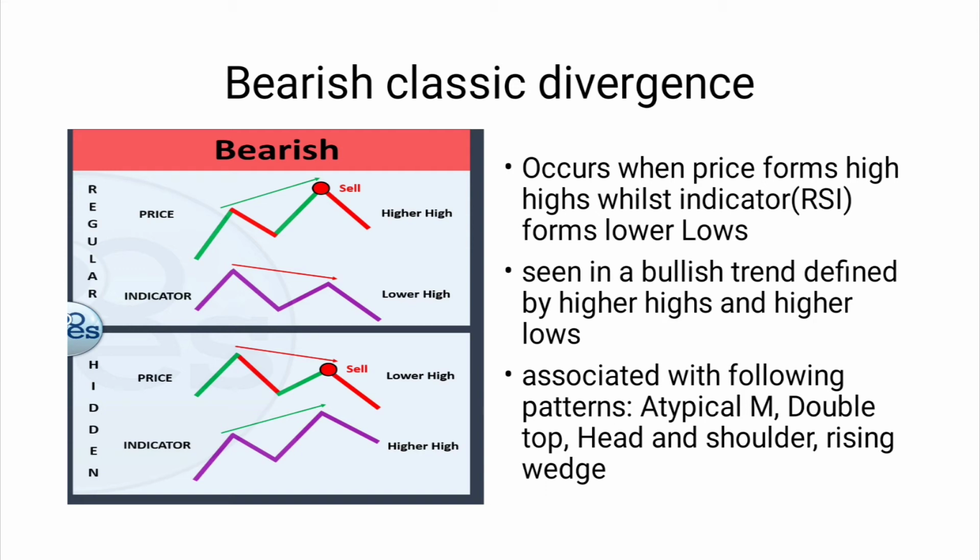When we have an uptrend, it is usually associated with the following patterns: a typical M, which is what is given in this example, and then double top, we can actually use these ones. And then we've got head and shoulder, a rising wedge.